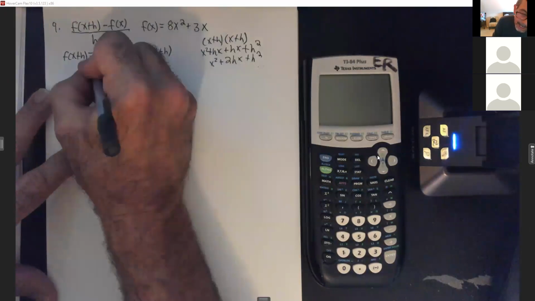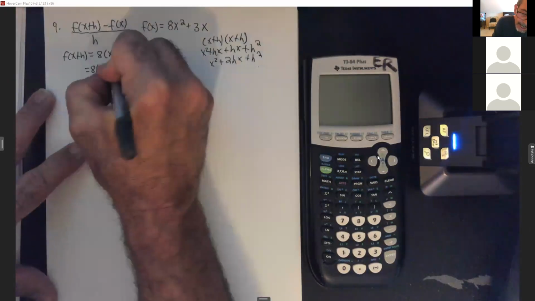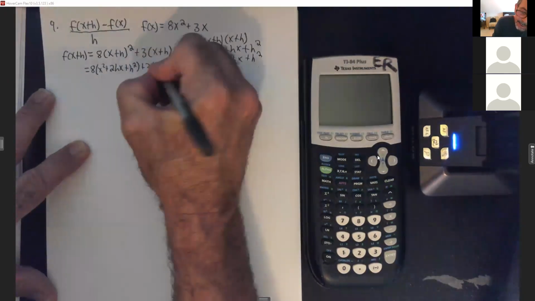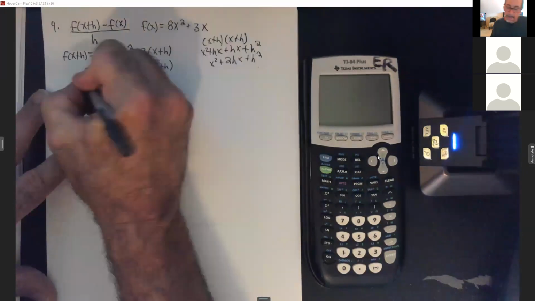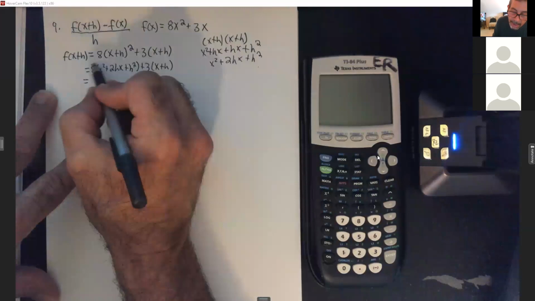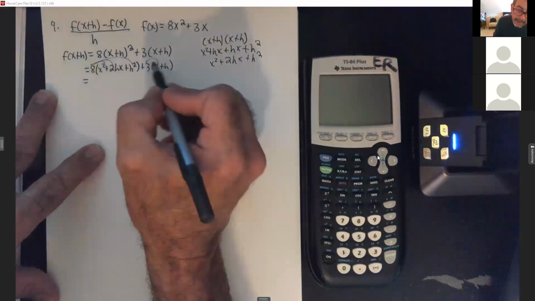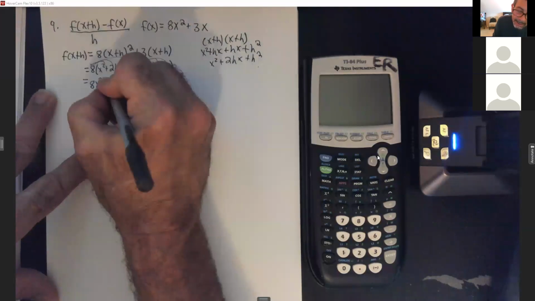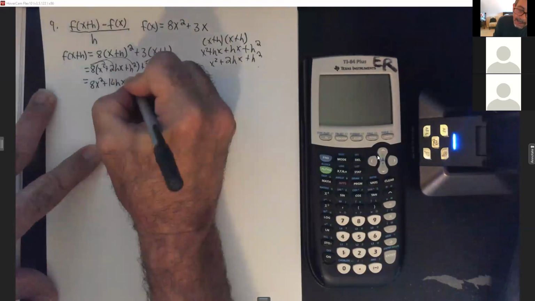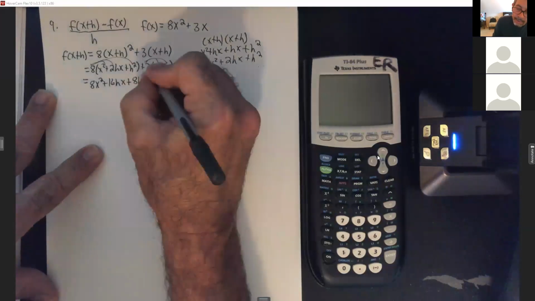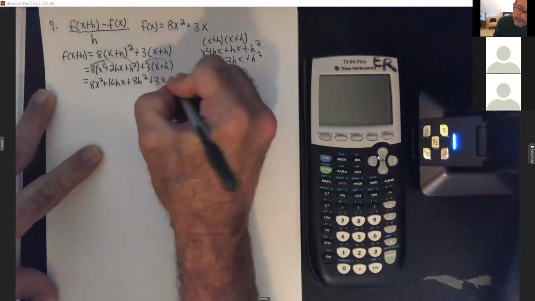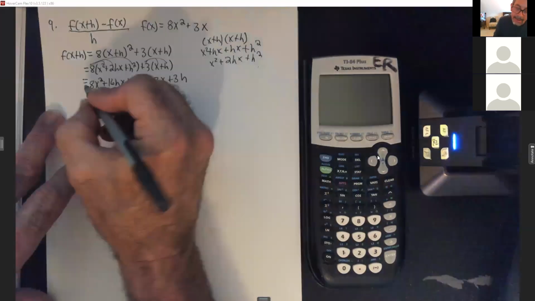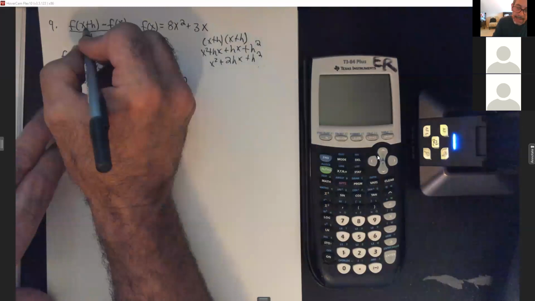So replace that in your formula. 8 times the x squared plus 2hx plus h squared plus 3 times the x plus h. All right, so now you would distribute the 8 through these and the 3 through the second parentheses. So you get a 8x squared plus 16hx plus 8h squared plus 3x plus 3h. So all of this is now f of x plus h. So let's put everything in the formula.